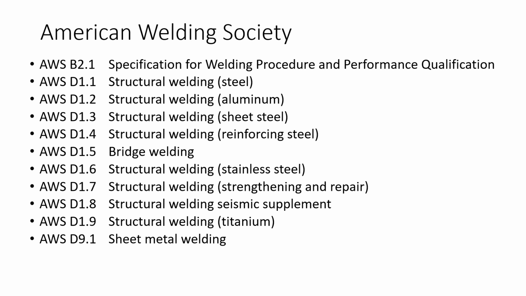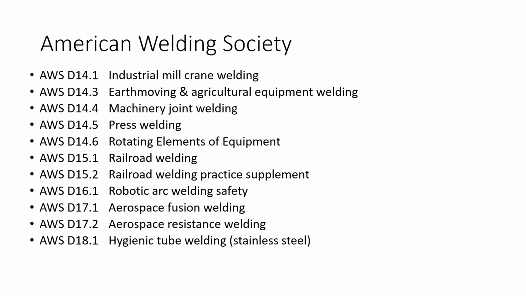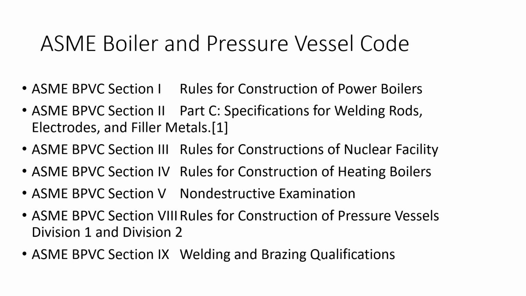When we switch back to the American Welding Society, here's a whole list of codes. You can see up at the top, we've got AWS B2.1, Specification for Welding Procedure and Performance Qualification. And then all these other codes, most of which have some design criteria in them and some instruction in regards to the do's and don'ts of welding. Here's a whole other list of them: industrial machine, mill crane welding, rotating elements of equipment, D14.6, a whole slew of these printed by the American Welding Society. And here's a list of the ASME boiler and pressure vessel codes.